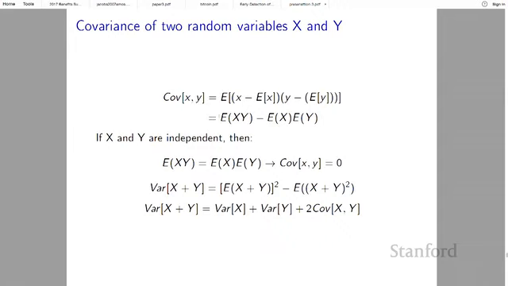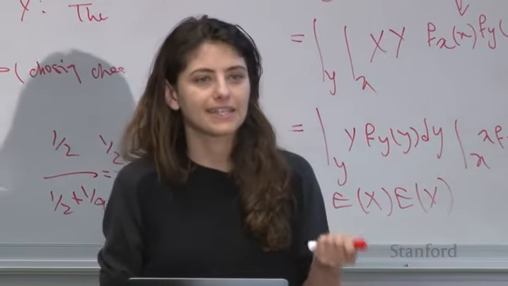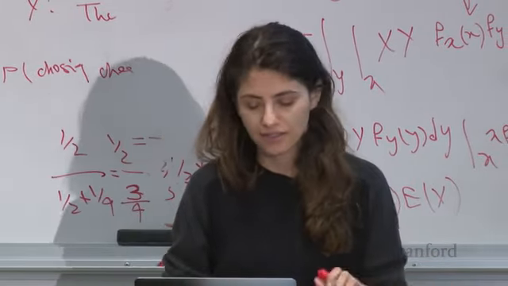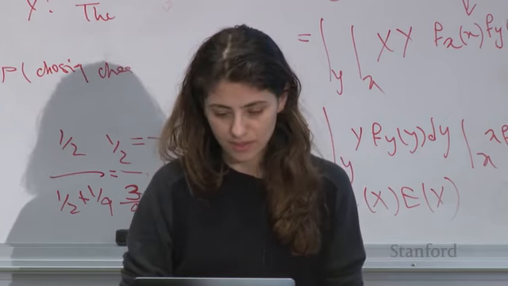And also one important thing here: do you know what happens if you replace Y here by X? What's the covariance of X and X? The covariance of X and X is the variance of X. Okay, cool.